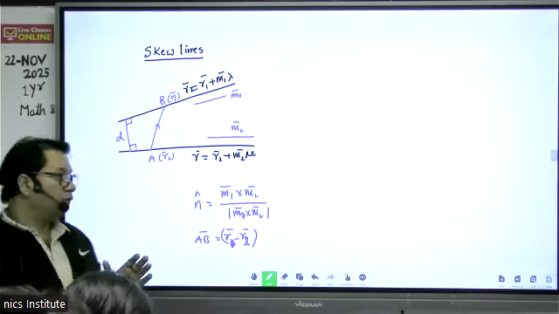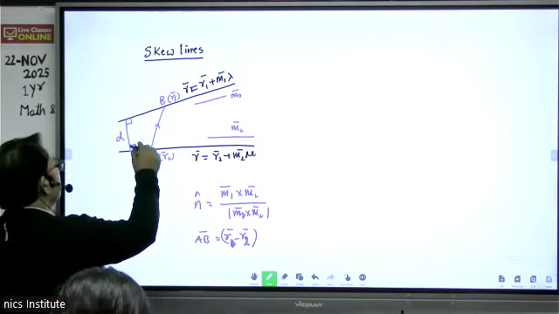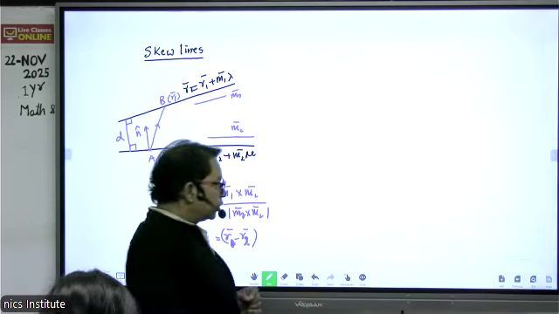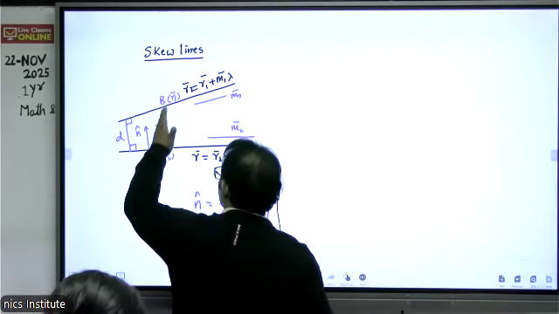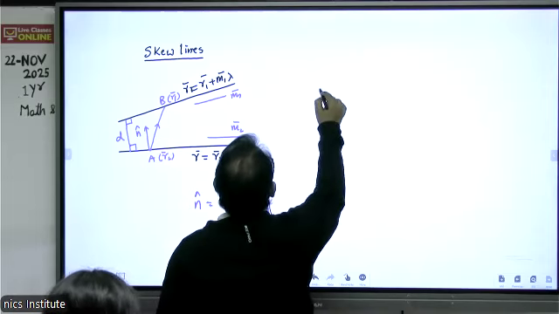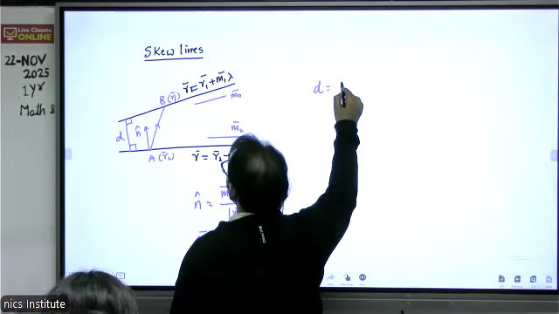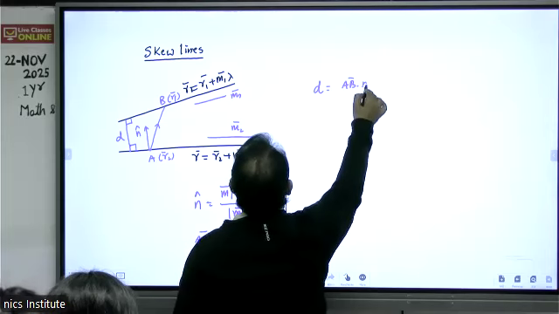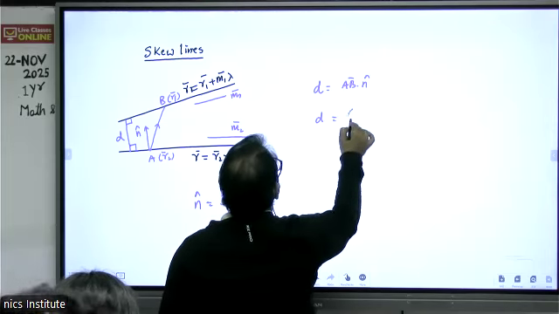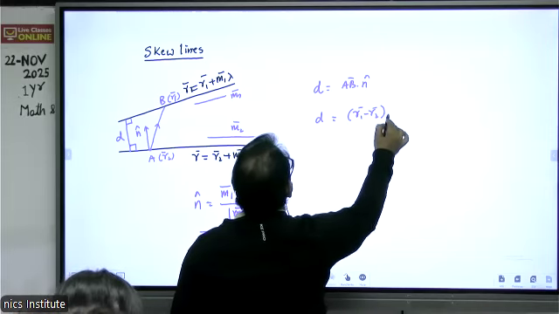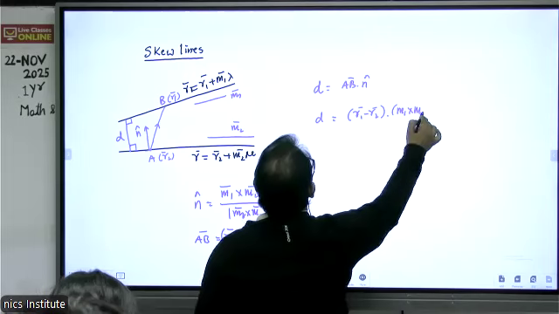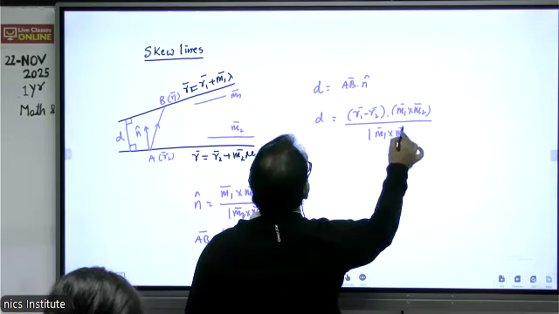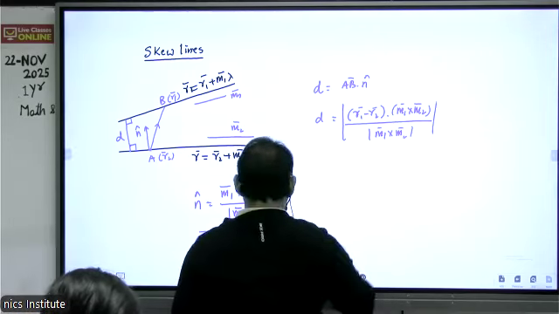Now if I take the projection of AB on n cap, which is a unit vector parallel to D, that will be the distance. So the projection of AB on n cap would be AB dot n cap. So it will be R1 minus R2 dot M1 cross M2, divided by mod M1 cross M2. And since distance cannot be negative, you can write mod of the entire term.